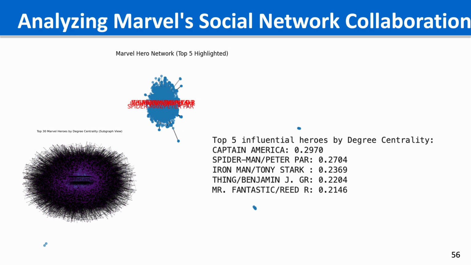Each hero is a node, and the connection means they appear together in a comic. We calculated degree centrality to find the most connected and likely influential heroes. As expected, names like Captain America, Spider-Man, and Iron Man come out on top. You'll notice the full network is extremely dense, almost unreadable. That's why we zoomed into a subgraph of the top 30 heroes. Even then, it's still quite complex, so the key insight here isn't just visual, it's quantitative. The heroes with the most connections often act as bridges across different groups, like the Avengers, X-Men, and Fantastic Four.